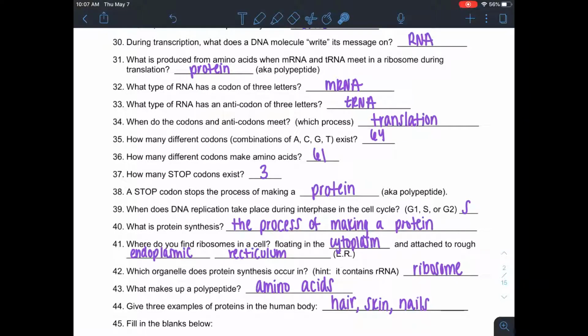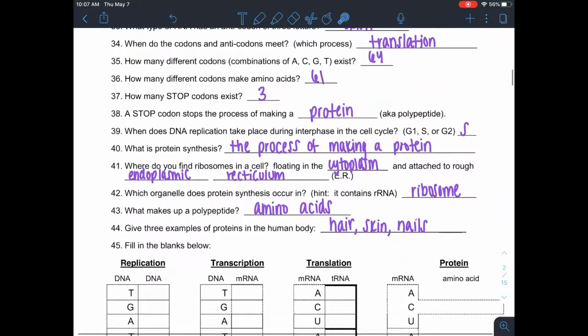All right, now, for 38, a stop codon stops the process of making, like we said, a protein or that polypeptide chain. All right, for 39, when does DNA replication take place? That is during the S phase, okay, during the S phase of mitosis.